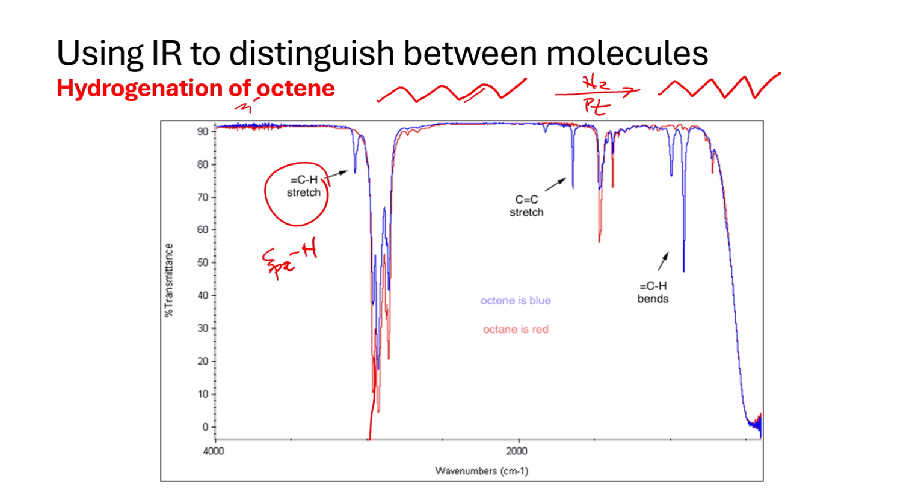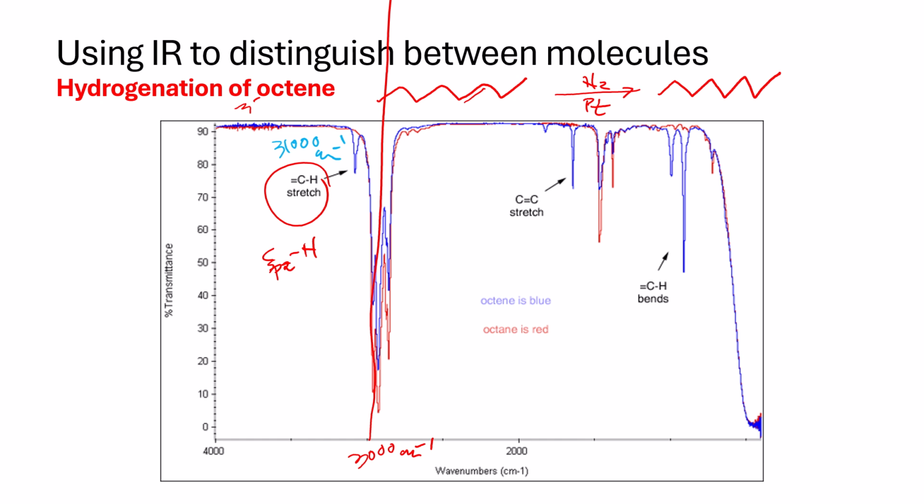This is my line at about 3000 when it came out, not straight, but it's okay. This is right above, so this stretching is at about 3100 centimeters -1. And in the alkane, we don't have that band, so essentially that's that.